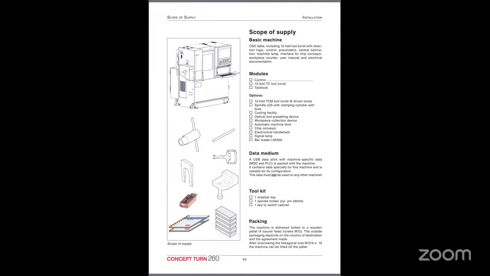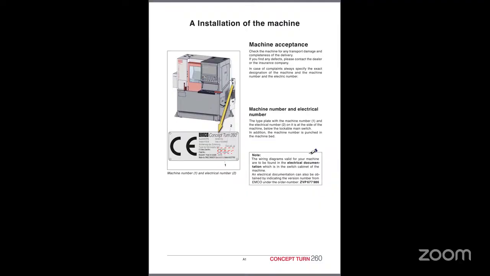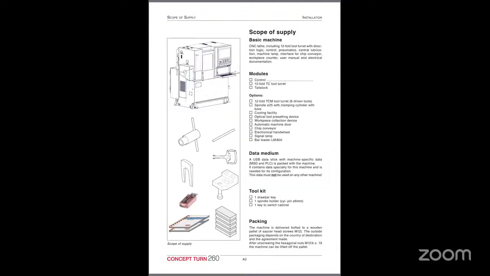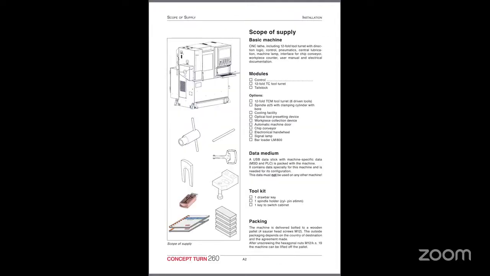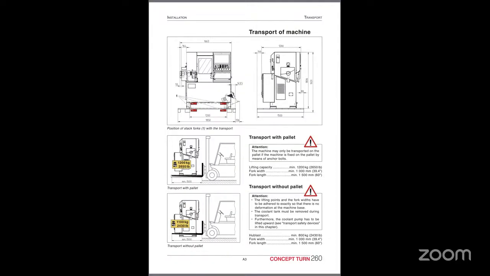And also you have to check the delivery completeness. Okay, so whatever you ordered, such as machine, manuals, tool holders, hand wheel, keys, accessories, power cables, etc. If any damage was there, you have to inform the dealer, insurance company, and Emco service.